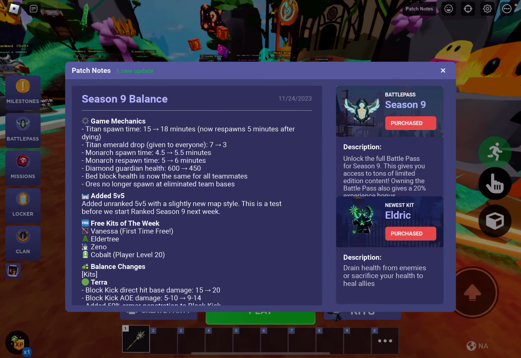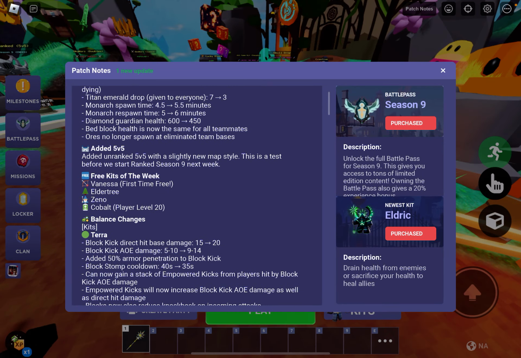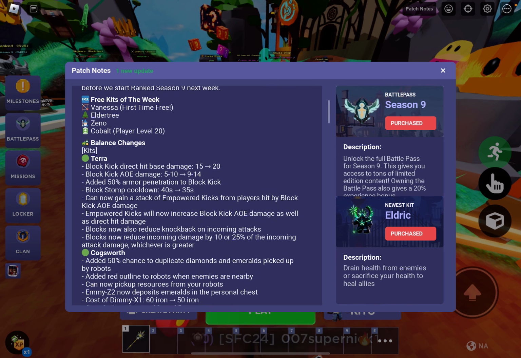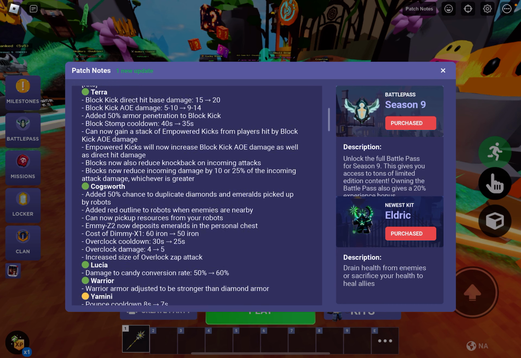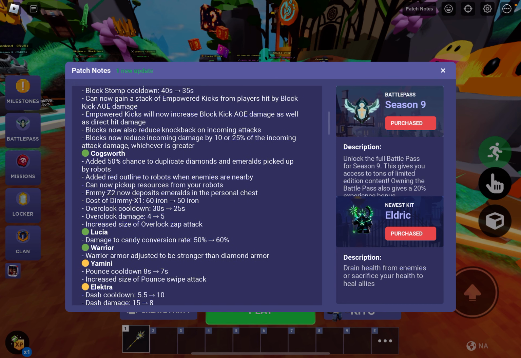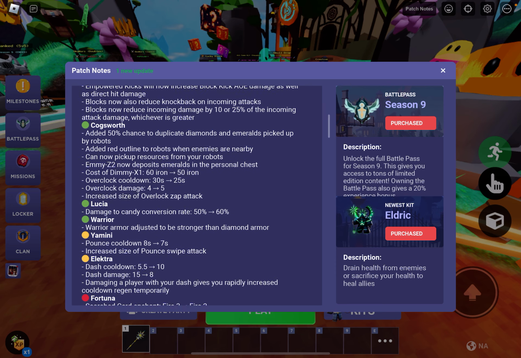Okay, so the new Bedwars update just dropped. I predicted that Elder Tree would be free. Kabolt, level 20 for a free kit. Vanessa, it's her first time free. Tara, yes, I'm glad that got buffed. So did Cogsworth, because they suck. They both suck. But hopefully not now.